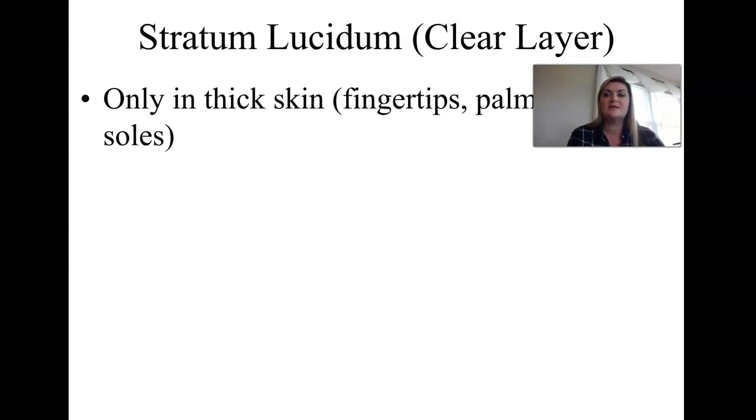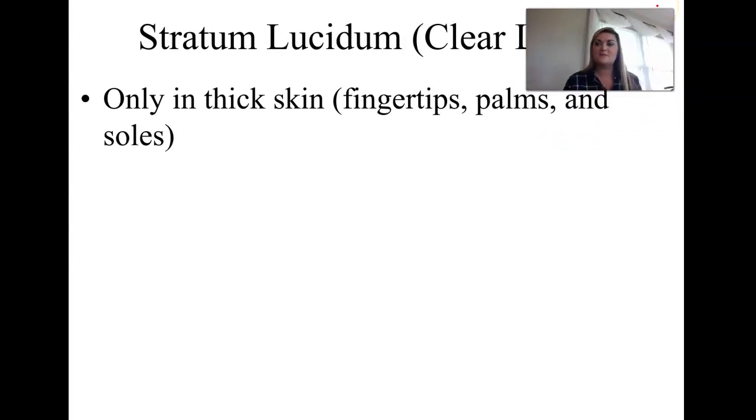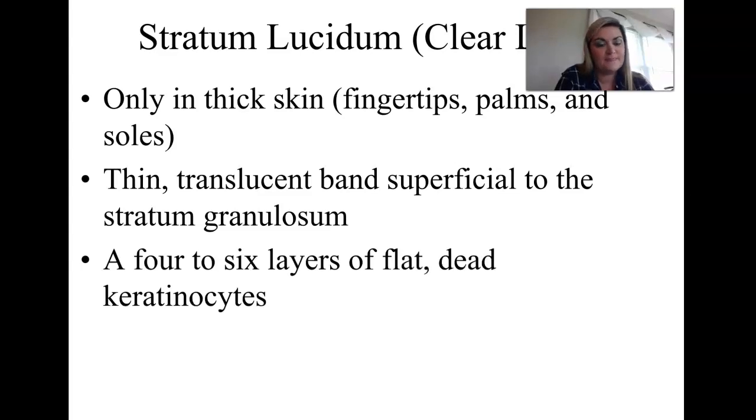The next layer is the stratum lucidum, or the clear layer. That's going to be the layer that we refer to on thick skin or tough skin that can be calloused. This is going to be found on fingertips, palms, and soles of the feet. It's a thin, translucent layer. It's a band of superficial stratum granulosum. It'll have about 4 to 6 layers of flat, dead keratinocytes.